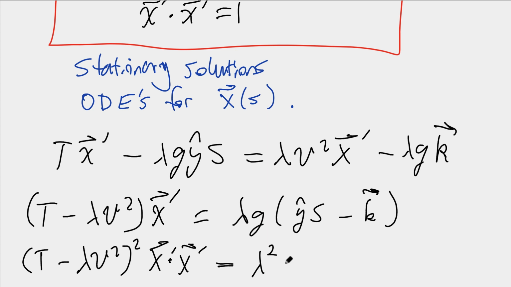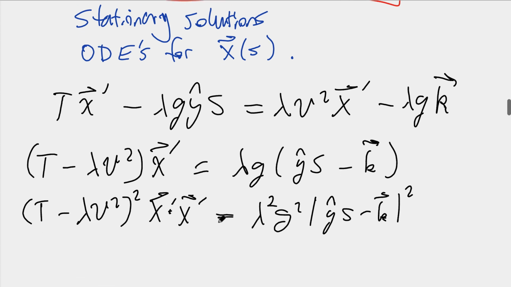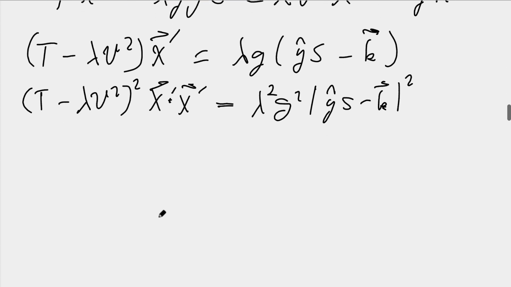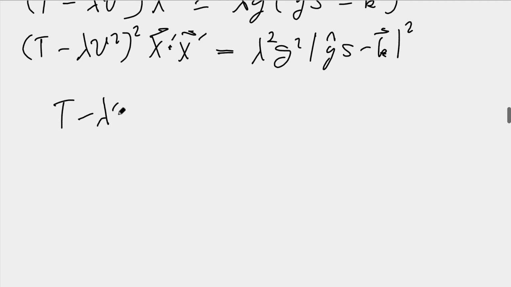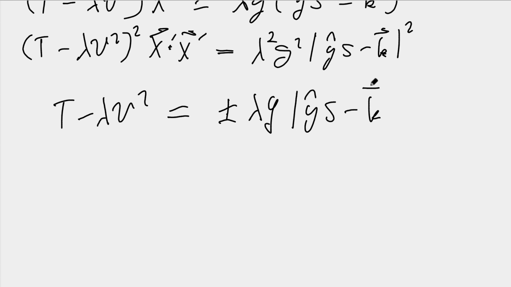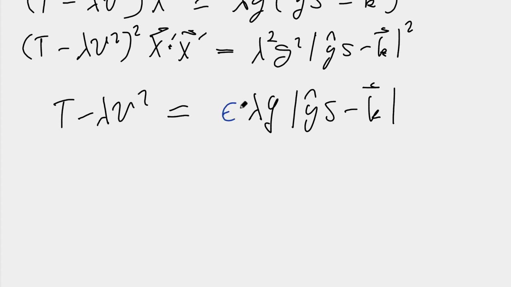So this is equal to lambda squared g squared times the magnitude of y hat s minus k squared. And now recall x vector prime is a unit vector, so this factor is just equal to 1. And what we find then is that t minus lambda v squared, taking the square root of this, is either plus or minus lambda times g times the magnitude of y hat s minus k. Now instead of writing plus minus here, I'm going to insert a factor of epsilon, where epsilon is either equal to plus 1 or minus 1.